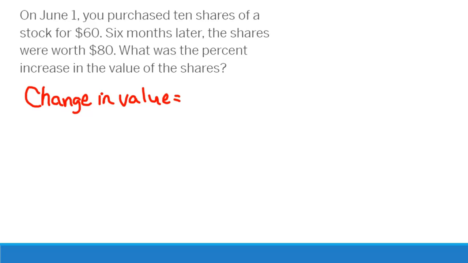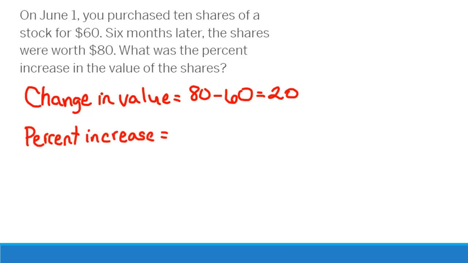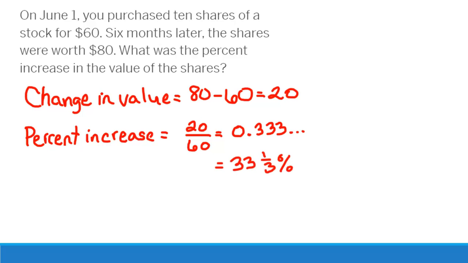For percent of change, we need to first of all find the change in the value. There was a $20 difference in price from the original price to the new price. Then to find the percent increase for this problem, we need to take that change in value and divide it by the original price, which was $60. As a decimal, that's a repeating decimal, 0.333. And if we write that as a percent, it's 33 1/3%.